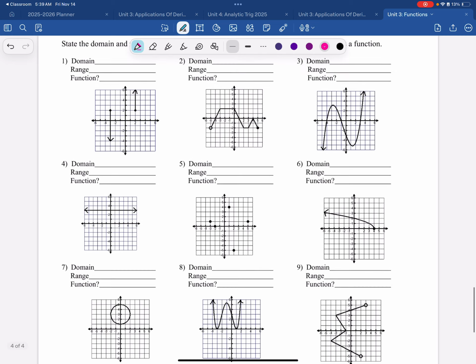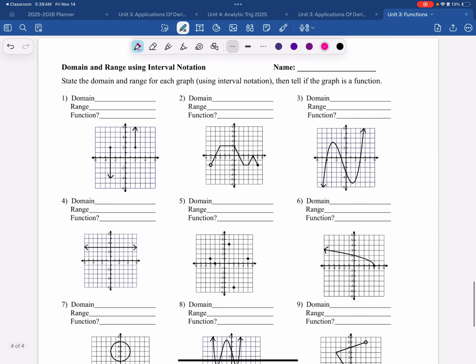I am going to have the solutions posted so that you can check your work for a few of them. I'm not going to post the solutions to all of them, but in your Google Classroom, you'll see the solutions to some of these so that you can check and make sure that you're on the right track.